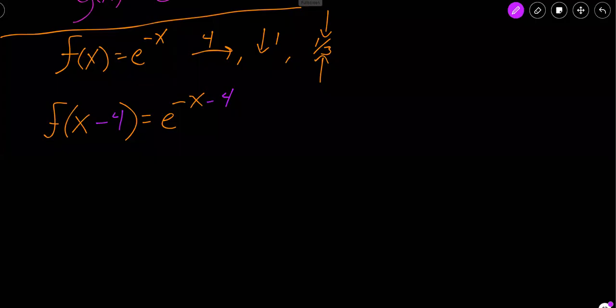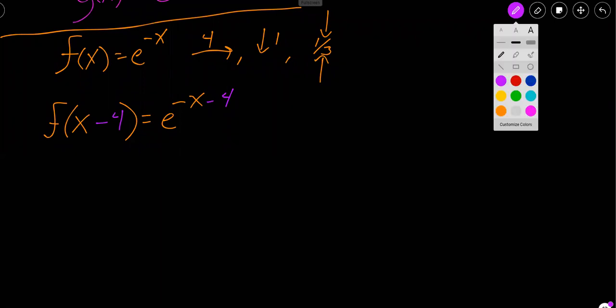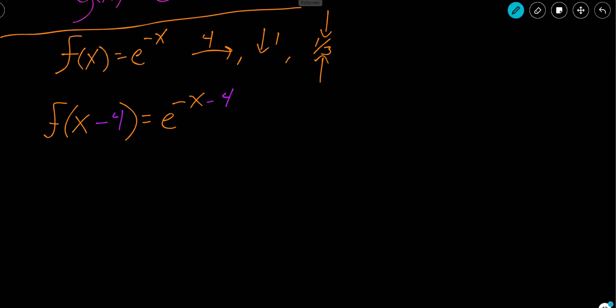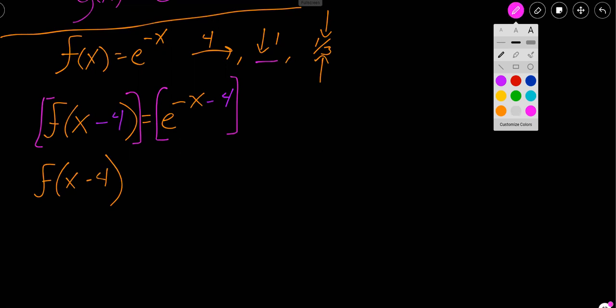Let's continue along. Step 2 is a translation 4 units down. But remember, up and down stuff, vertical stuff, affects the entire function. So for this second step, I'm considering this is now my entire function. It's not the original function anymore. So what's going to happen here is I've got f of x minus 4. That's my function after step 1.